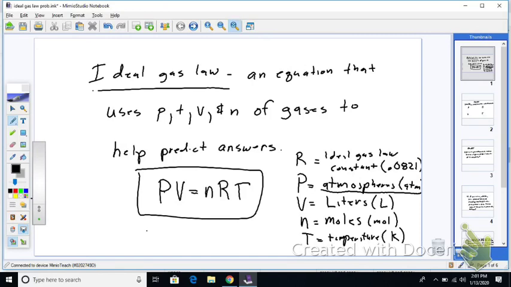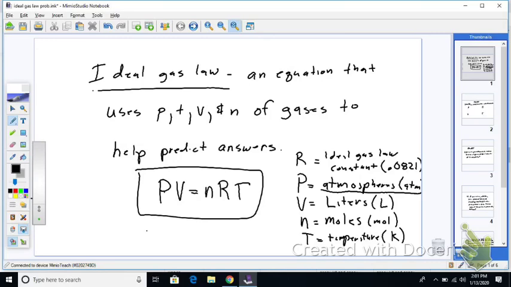Volume is going to be in liters. So this is about a liter. Okay? So that's about 1 liter. So there's a gas in here, and it's oxygen gas, and it's in a container of about 1 liter. All right?